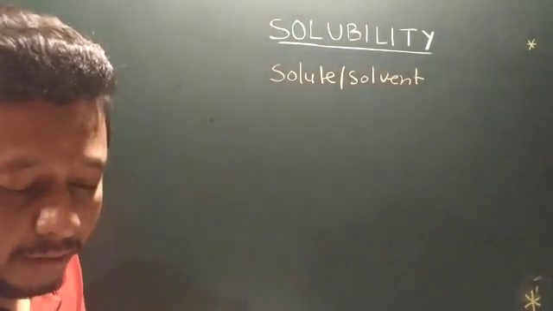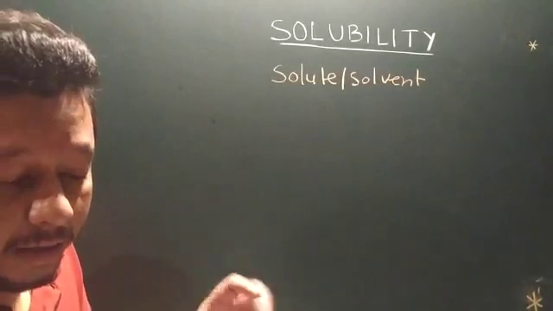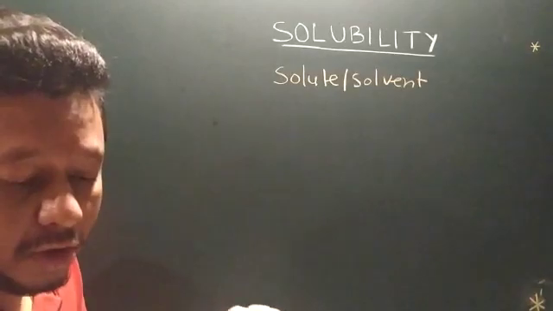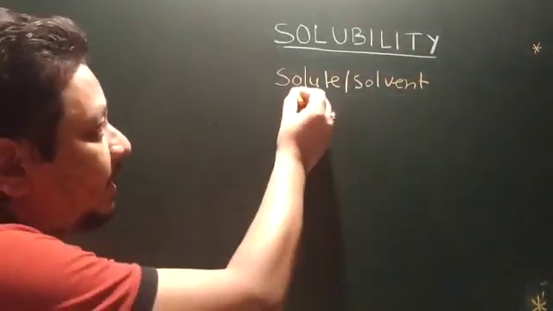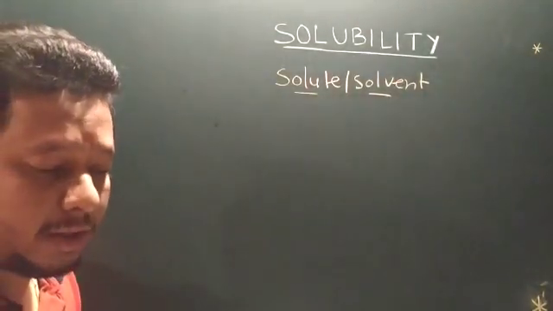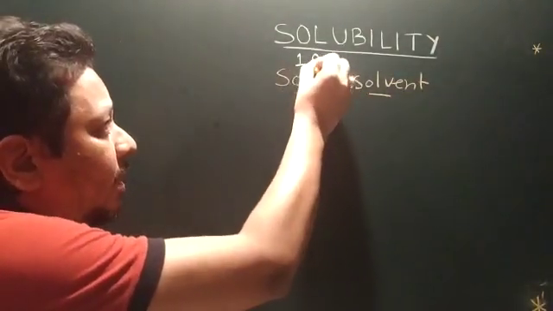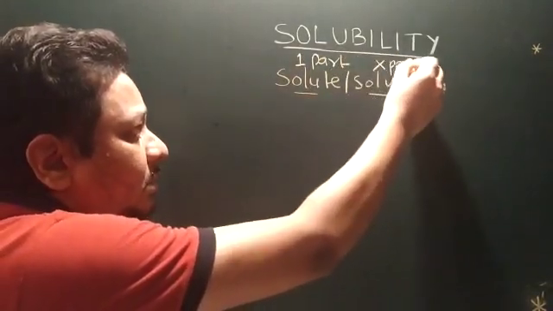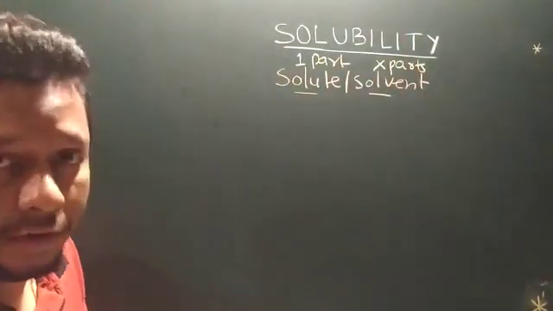It is the property of a solid, liquid or gaseous chemical substance called solute to dissolve in a solid, liquid or gaseous solvent. So the ideal concept is solute in solvent is nothing but solubility. As per the US Pharmacopoeia, if solute is 1 part, it depends upon how many parts of solvent are required to solubilize that solute, and that governs its solubility.